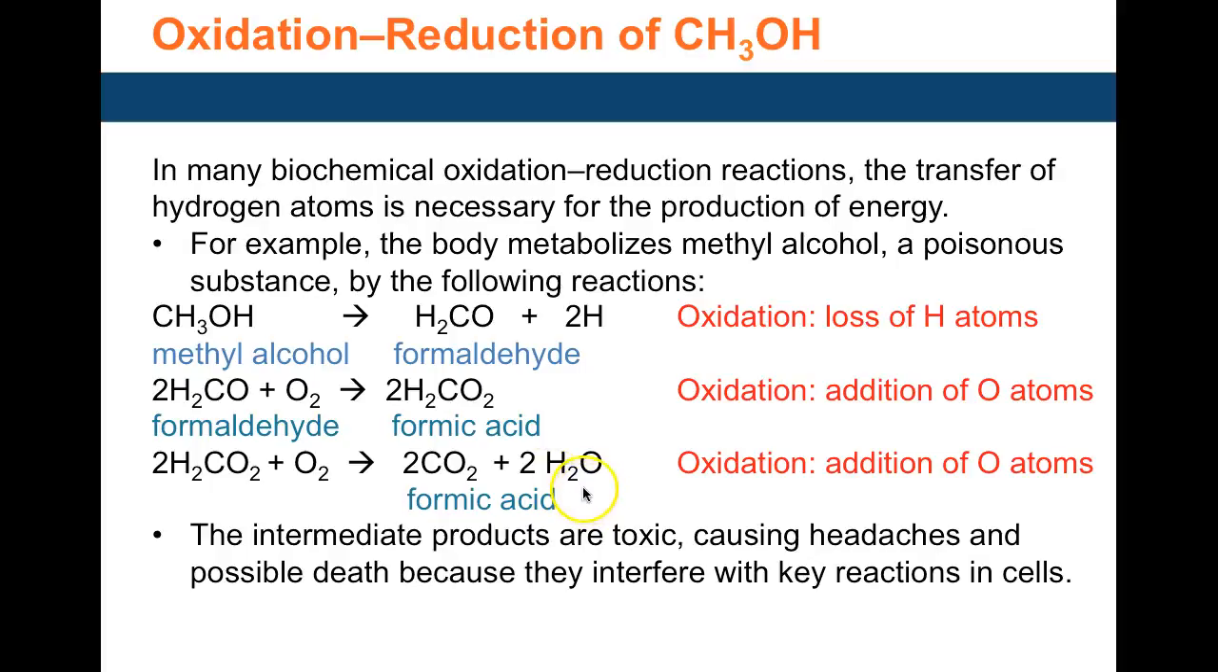So these are intermediate products, as they're called, because the reaction doesn't end here. Formaldehyde becomes formic acid, and then formic acid finally breaks down into harmless substances like carbon dioxide and water. So these are very toxic, the formaldehyde, formic acid, all right? And they can interfere with cell function, and in extreme cases lead to death.